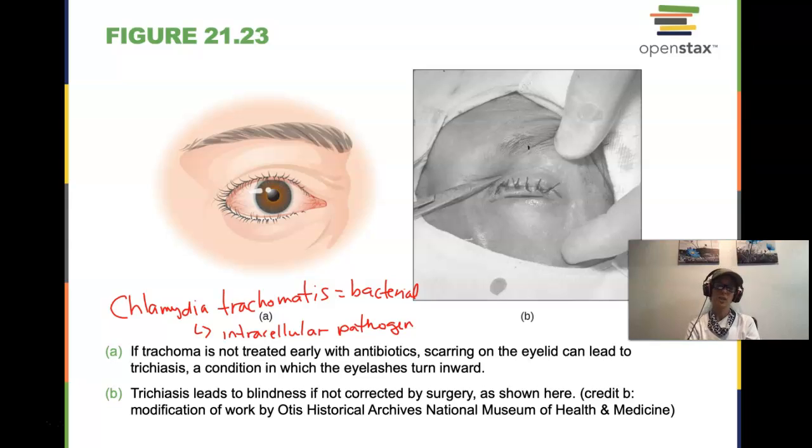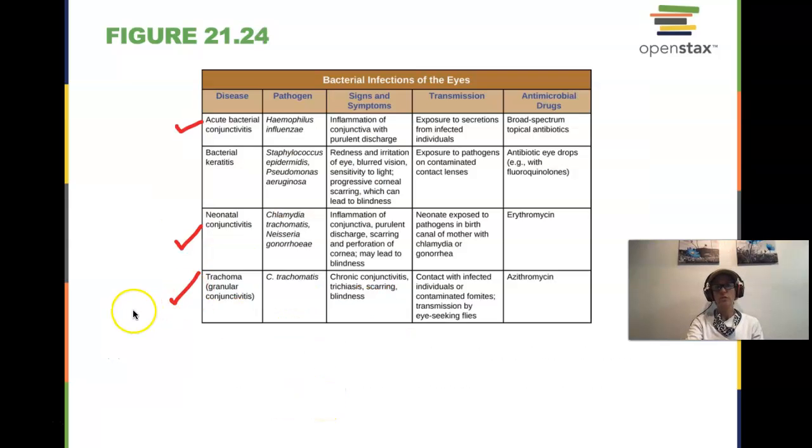Chlamydia trachomatis. All species of the genus Chlamydia are intracellular pathogens. If it gets into the eyes, it will cause scarring of the eyelid that causes the eyelashes to turn inward. So this person has had surgery on their eyelid to make sure the eyelashes stick out and aren't jabbing into the eyes. Another chart of bacterial infections of the eyes with the 3 diseases, the organisms that cause it, signs, symptoms, transmission, and treatment.